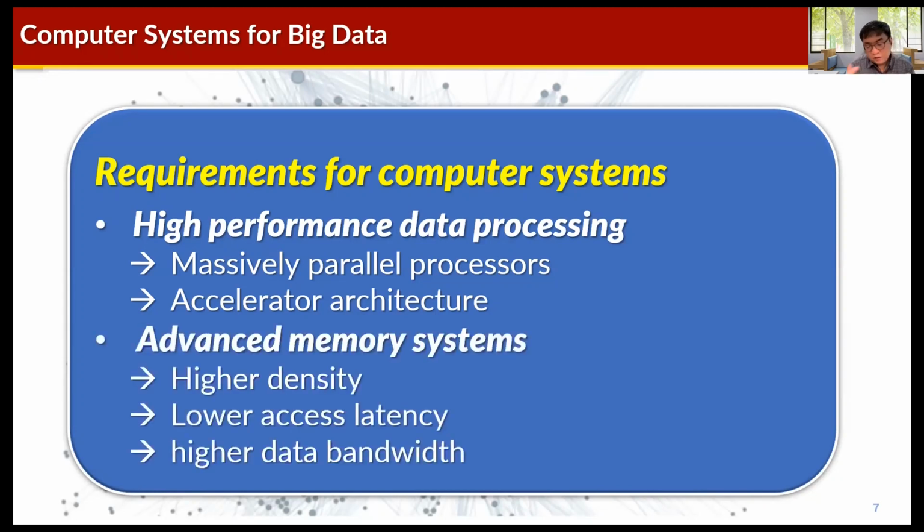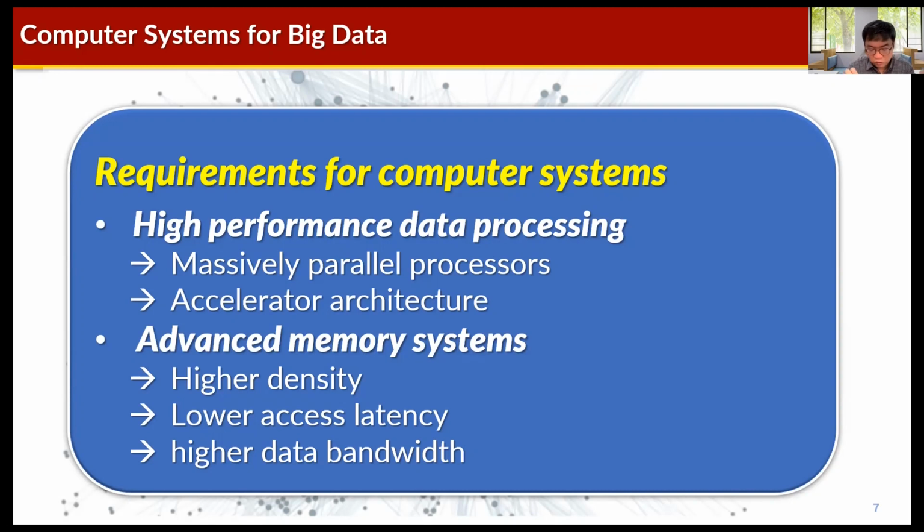Because this large amount of data is stored in the memory systems, the performance of the memory systems is also critical. So what kind of memory is required? A perfect memory, with higher density, low access latency, and higher data bandwidth. Recently, DDR5 is applied to modern computer systems.